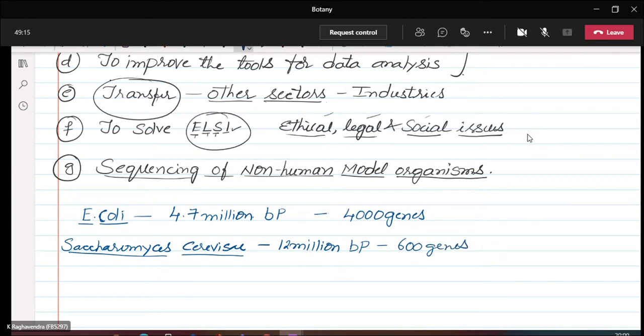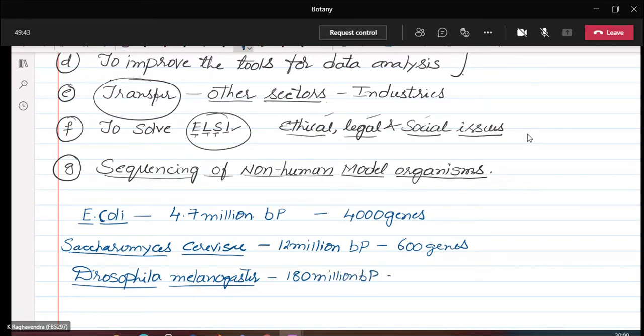Third, Drosophila melanogaster. This is the fruit fly. This is an experimental organism which was chosen by Thomas Hunt Morgan, father of experimental genetics. Here, in the genome project, they sequenced almost 180 million base pairs. They know the complete sequence of Drosophila melanogaster. And they found out 13,000 genes which are actively working.